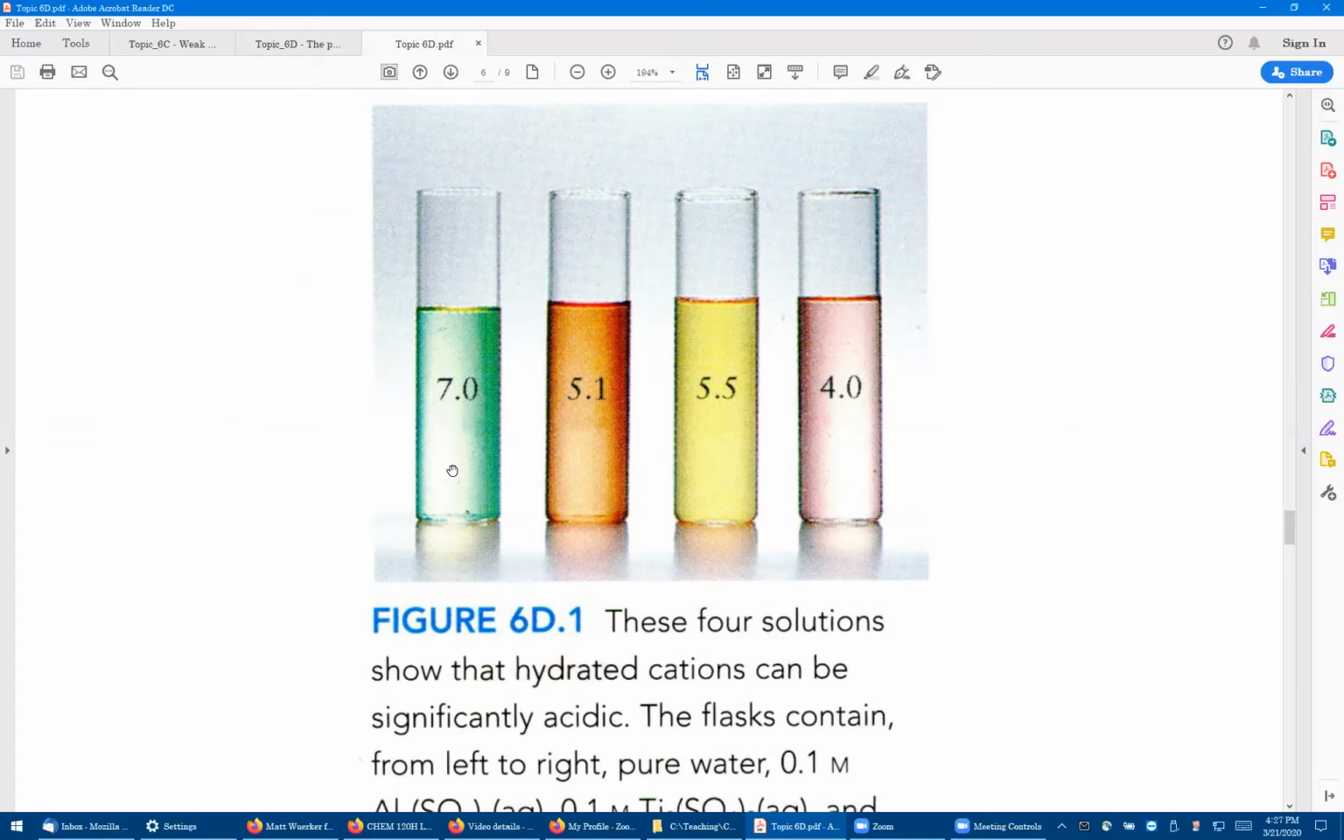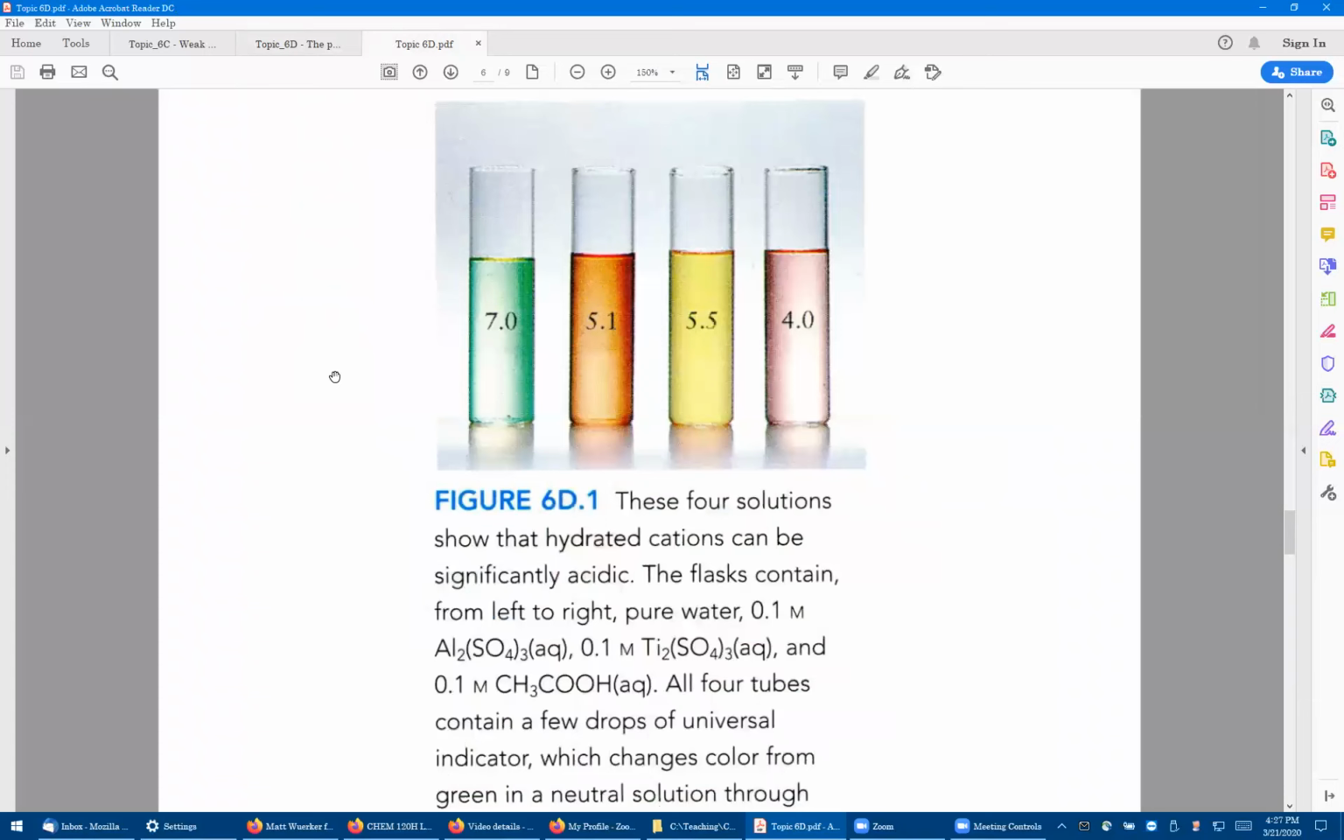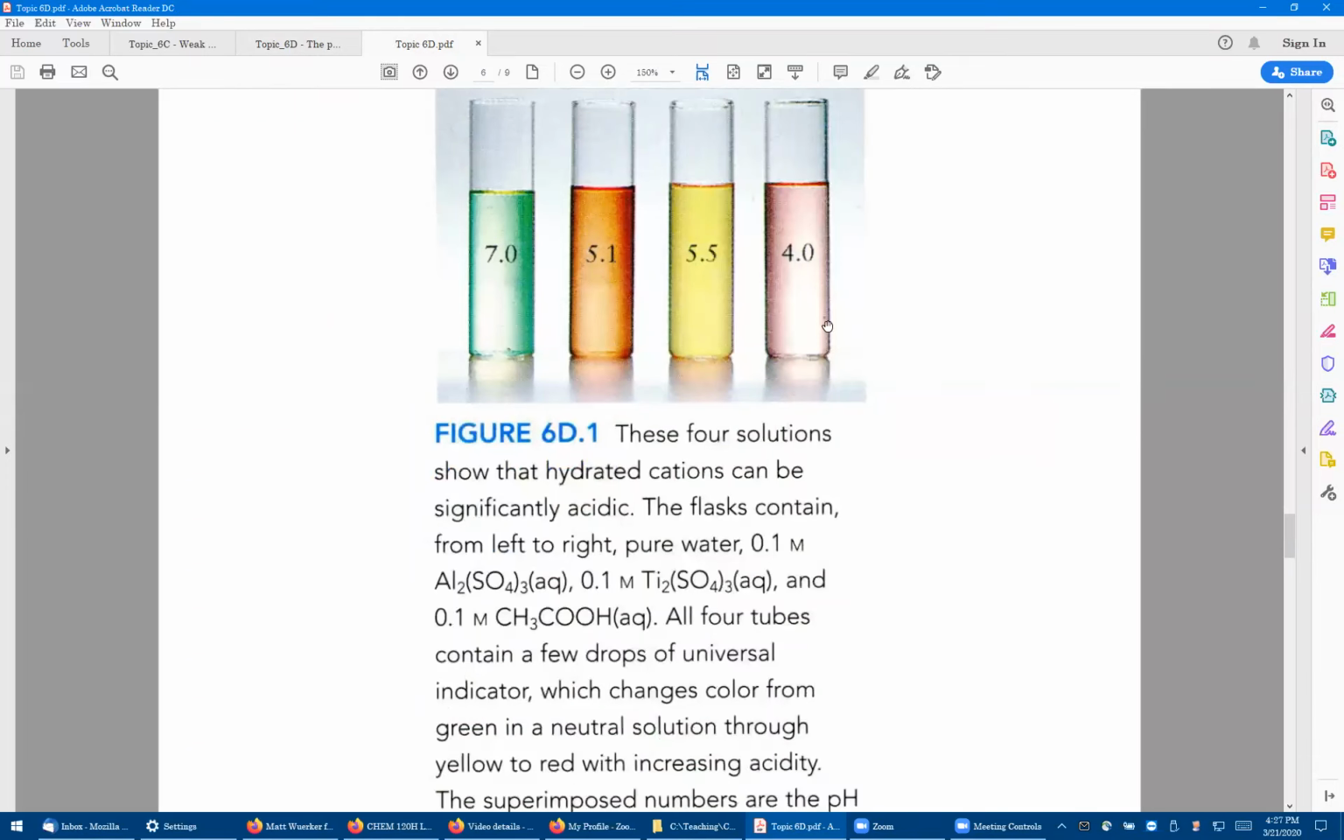So the 4 solutions that are shown here, and I'm going to make this smaller so we can see the bottom part here. All right. The 4 solutions that are here are pure water, which of course has a pH of 7, and an acetic acid solution. This is a weak acid that we've already talked about. Whatever the concentration is, it has a pH of 4. So it's a mildly acidic solution.